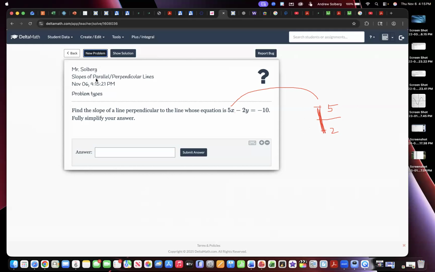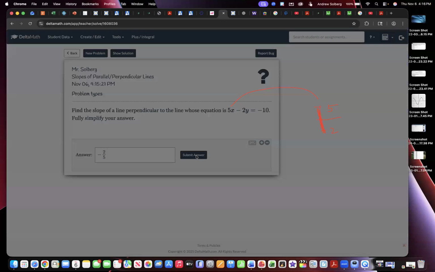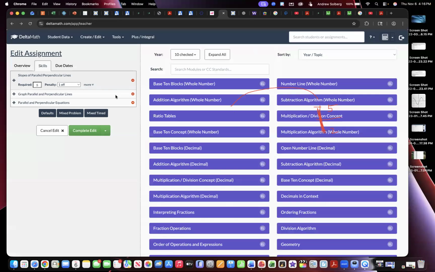Okay, so if it was parallel, I would just keep the same slope, but this one's also perpendicular. So if I flip it, it becomes 2 over 5. Again, this one's positive because the negatives cancel, so I would make it negative. So negative 2 over 5 would be my answer. Okay, there's a lot of perpendicular ones, but some of these are parallel, so just be careful which one it asks for.